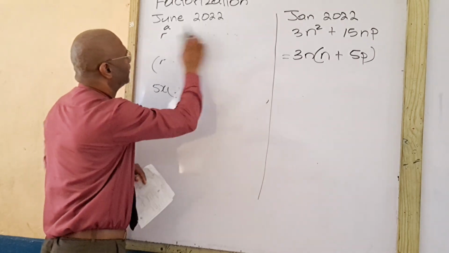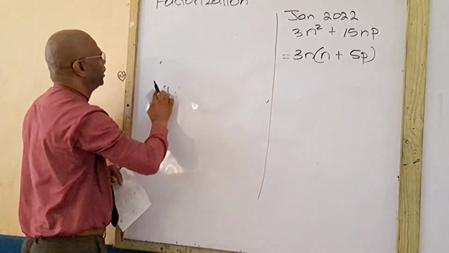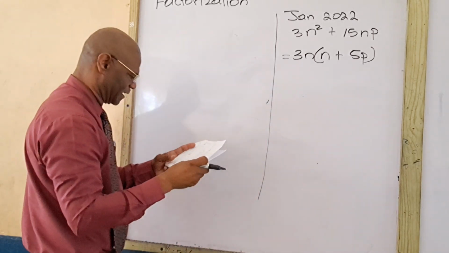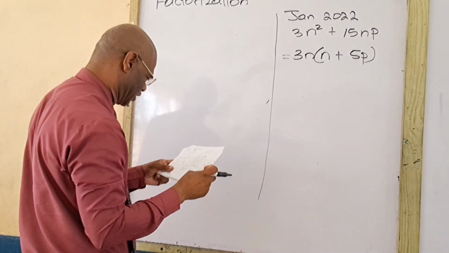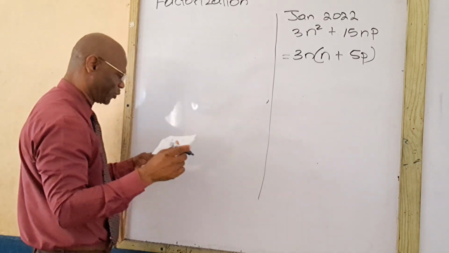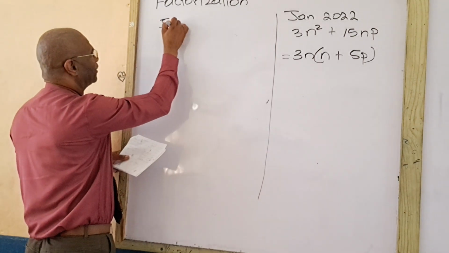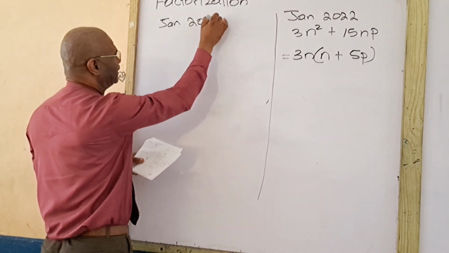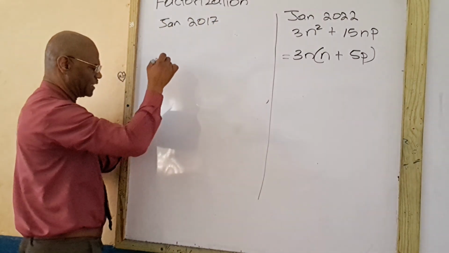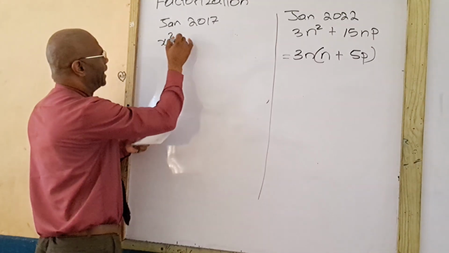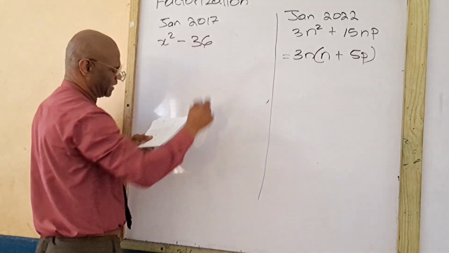Okay. So that was June 2022. Now let's look at January 2017. And that's x squared minus 36.